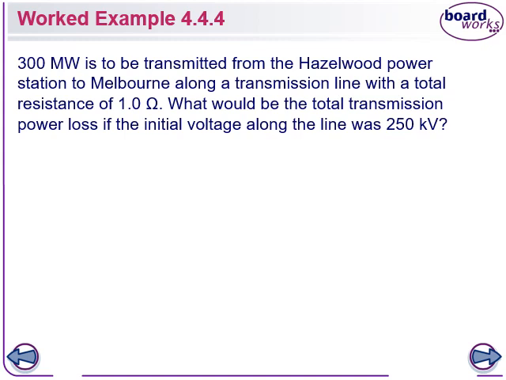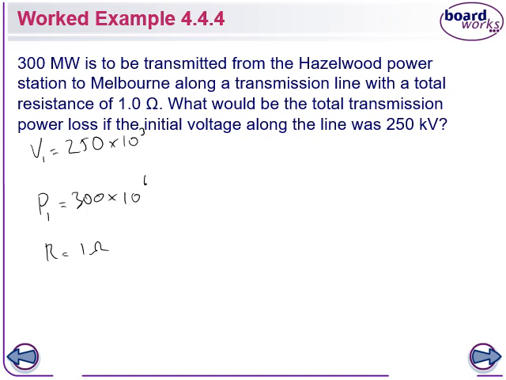Our initial voltage, VI, is 250 kilovolts. All right, our initial power is going to be 300 megawatts. And we know that our resistance in our lines is 1 ohm. Okay, so there's a couple of ways we can go about this.